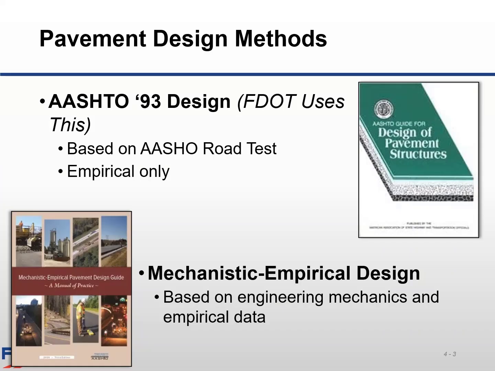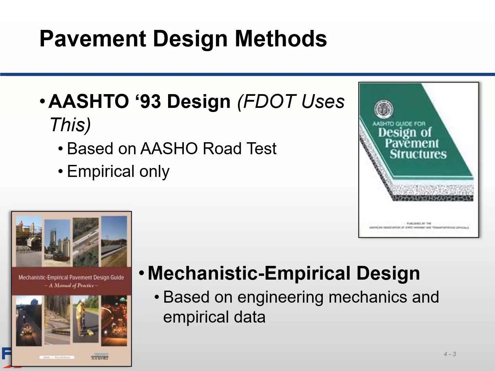There are two different methods for performing a pavement design. The AASHTO 93 method refers to the equations that are in the 1993 edition of the AASHTO Guide for Design of Pavement Structures. This method is based on the AASHTO road test, which was a series of pavement tests performed in the late 1950s in Ottawa, Illinois.